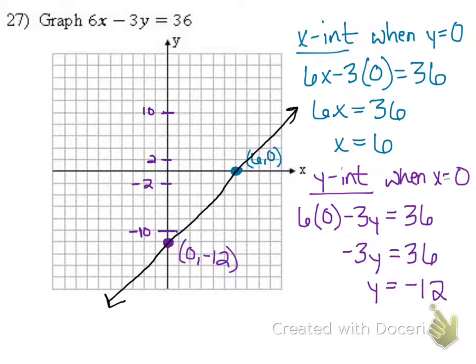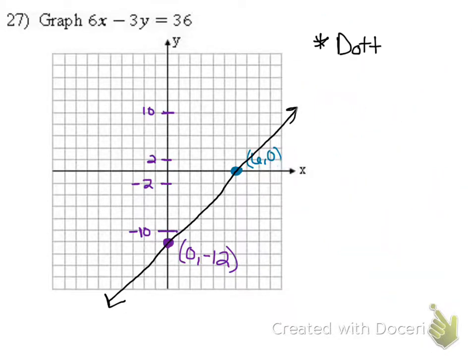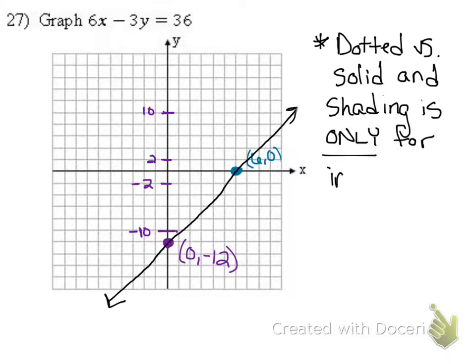This time I don't need to worry about dotted or solid, and I don't need to worry about shading, because those two things only happen if you're graphing an inequality. This time we're graphing an equation, so all we need is a solid line and we're done.